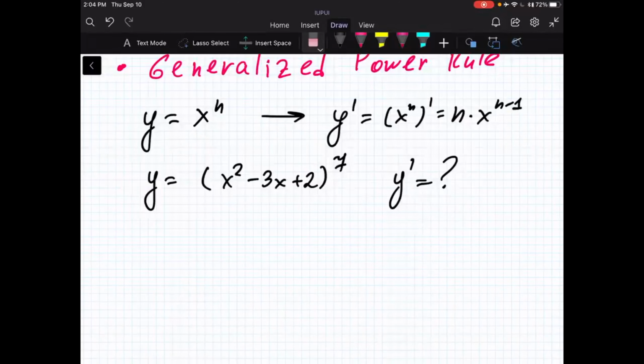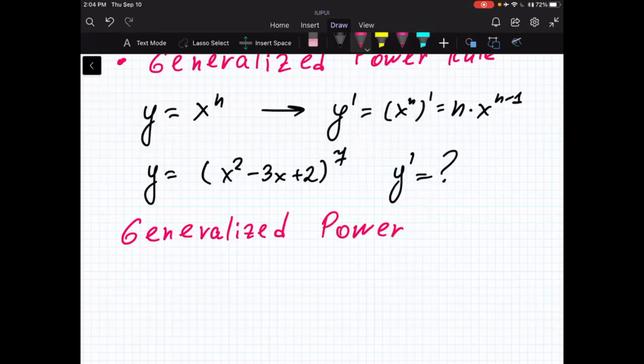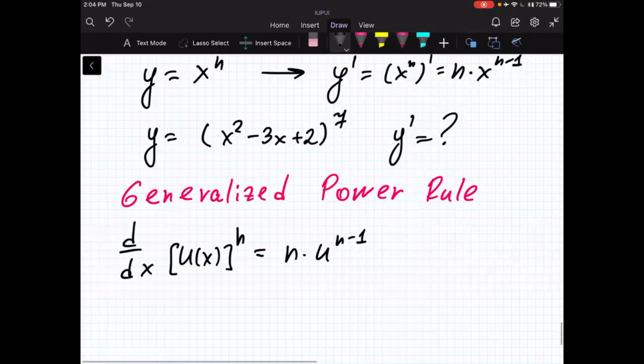And the formula is called the generalized power rule. And it says the following: if you have a function u of x, then the derivative of the power of that function will be n times, so it looks like the power rule for just x, but then you need to multiply by the derivative of u itself.